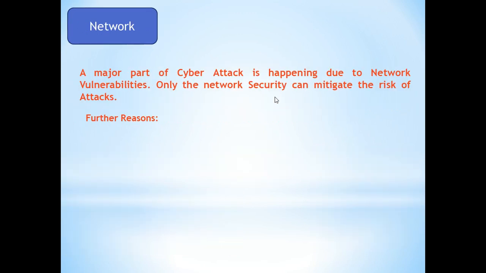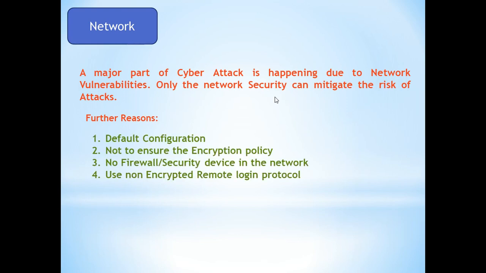Finally, the network. A major part of cyber attack is happening due to network vulnerabilities. Only the network security can mitigate the risks of attacks. The further reasons for network attacks are default configuration, non-encryption policy, no firewall or security device in the network, and use of non-encrypted remote logging protocol.